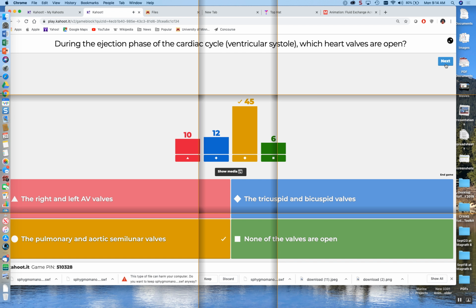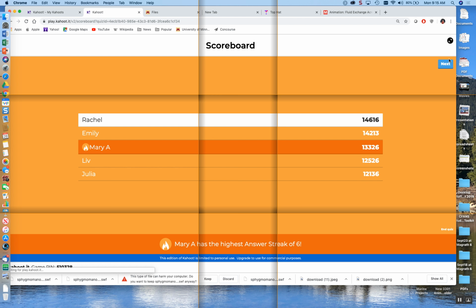Nice job. Okay. So if you didn't catch that, the right and left AV valves are exactly the same as the tricuspid and bicuspid valves. So this is the exact same. The right answer is the pulmonary and aortic semilunar valves. During ventricular systole, the ventricles are contracting and the pressure in the ventricle is higher than the aorta. So you know that blood is being forced out into the aorta through the pulmonary and aortic semilunar valves.